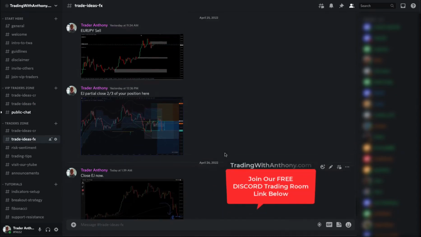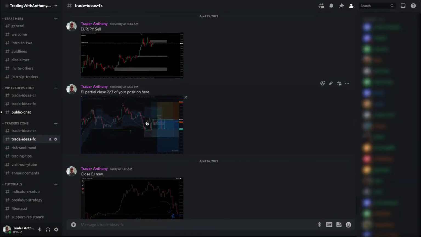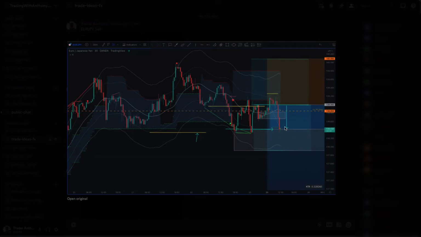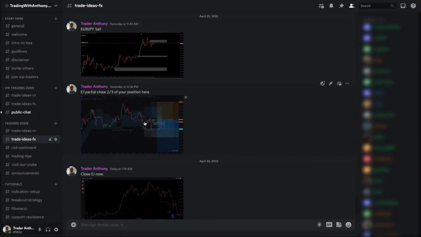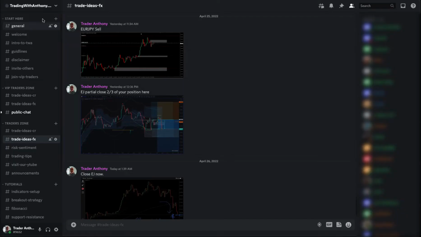It's the euro-yen sell, and we shorted around the 139 handle, just slightly under. And then followed up with take partial profits now with this screenshot, and then this screenshot a bit later on, close at around the 136.50 handle. Okay, so let's go back to the charts and I want to show you the strategy.